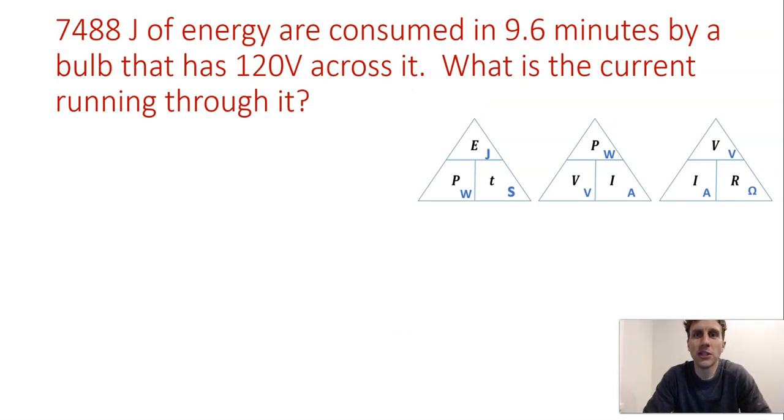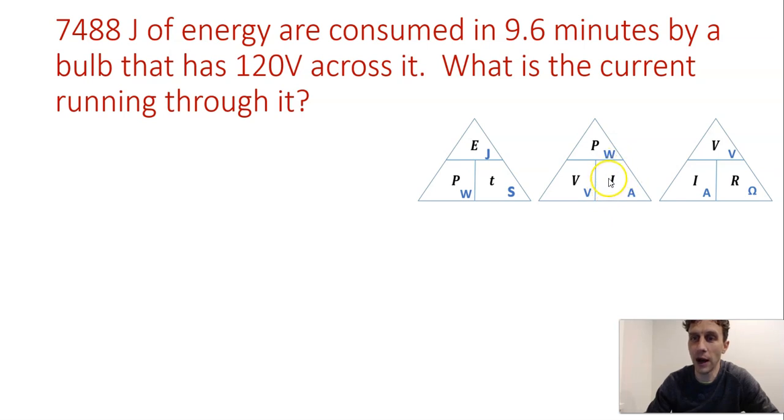7,488 joules of energy are consumed in 9.6 minutes by a light bulb that has 120 volts across it. What is the current running through it? Step 1, what's the question asking for? It is asking, what is the current running through it? Current, as we all know, somehow got stuck with the letter I. So current is I.